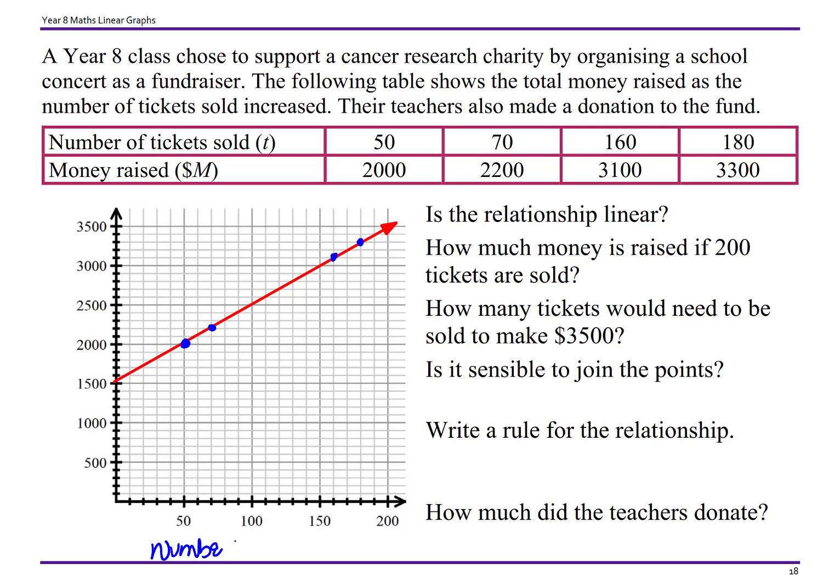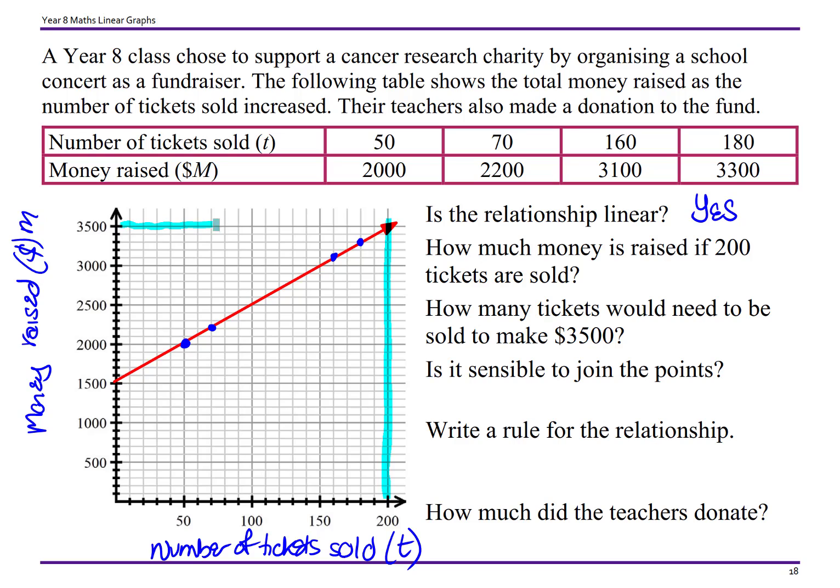We need to label our axes: number of tickets sold, which is our variable T, and money raised, which is in dollars, and that's variable M. So, is the relation linear? Yes, it's a straight line. How much money was raised if 200 tickets are sold? So 200 tickets is here, all the way up, all the way across, so that would be $3,500.